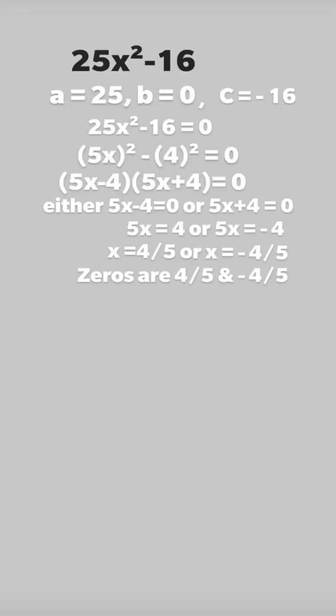Then let us find the sum of these zeros. Zeros are 4 upon 5 and minus 4 upon 5. Therefore sum of zeros is equal to 4 upon 5 plus minus 4 upon 5. 4 upon 5 and minus 4 upon 5 are additive inverses of each other. Therefore their sum is equal to 0. 4 upon 5 plus minus 4 upon 5 will add up to 0. 5 is the common denominator, and 4 plus minus 4, 4 minus 4 is 0. 0 upon 5 will be equal to 0.